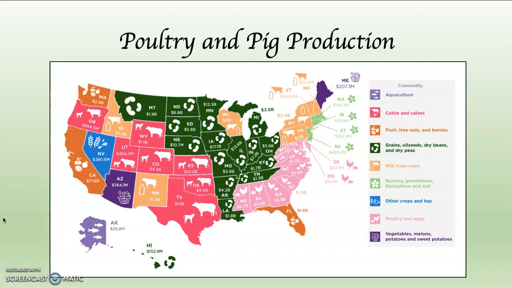As a reminder, if you look at this map, you can see that the southeastern part of the United States is a main poultry and egg producing area. But remember, this map is showing you the largest agricultural activity per state, and most states have a diversity of agricultural activities going on.